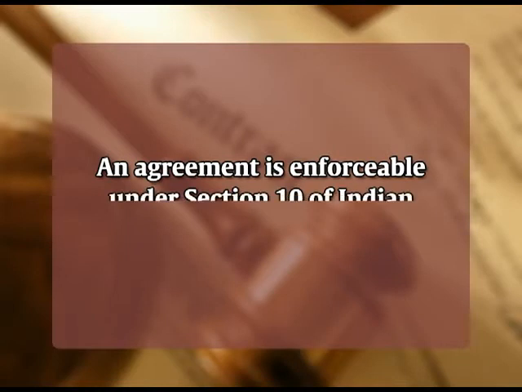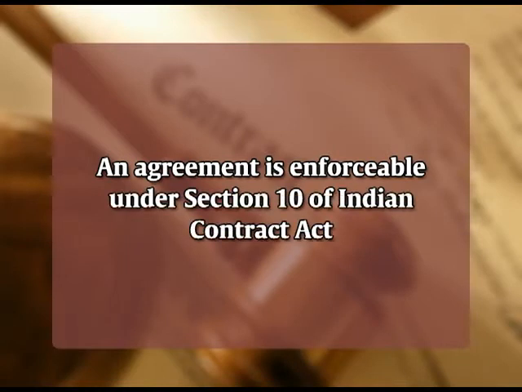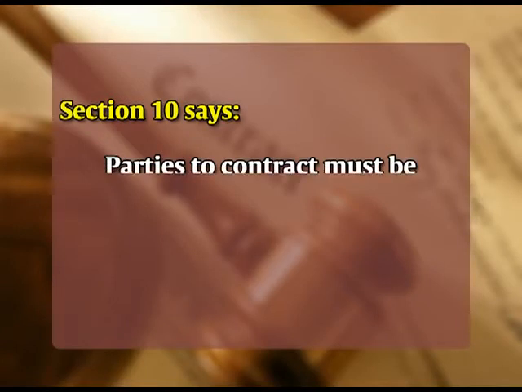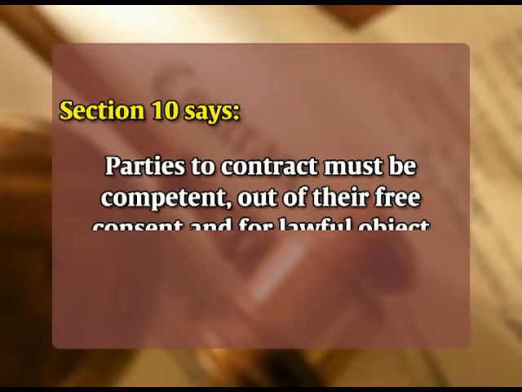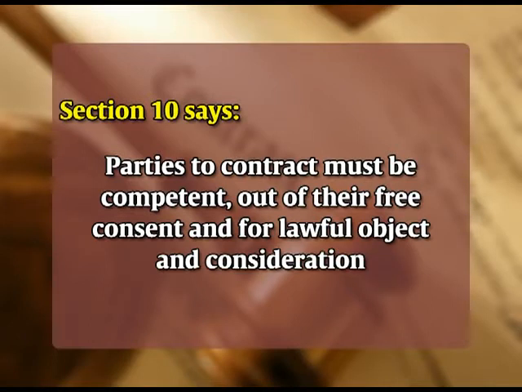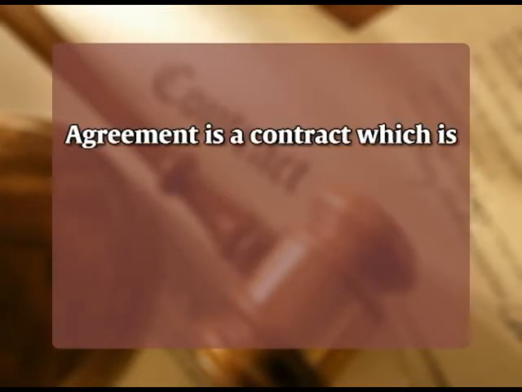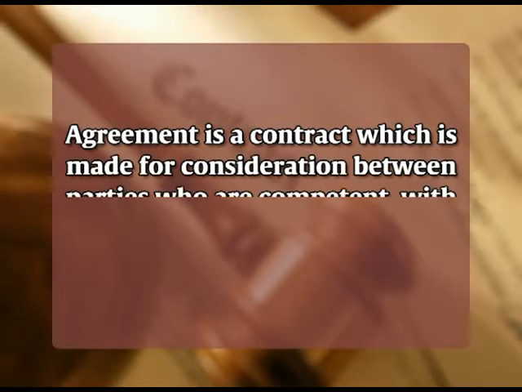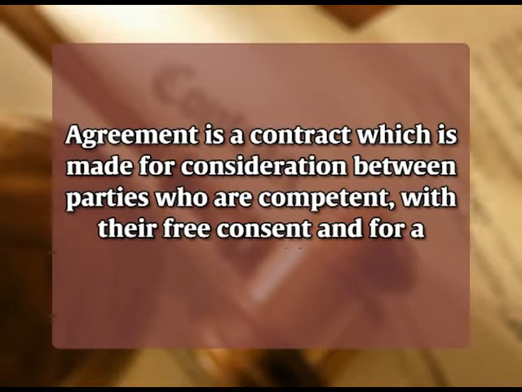The second part of the definition deals with enforceability by law. An agreement is enforceable under Section 10 of the Indian Contract Act. Section 10 says, the parties to the contract must be competent, act out of their free consent, and for a lawful object and consideration. According to this section, an agreement is a contract if it is made for consideration between parties who are competent, with their free consent and for a lawful object, and are not expressly declared to be void. Any obligation which is not enforceable by law is not regarded as a contract.